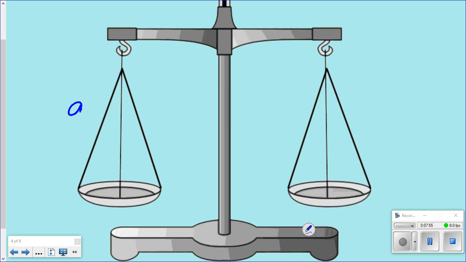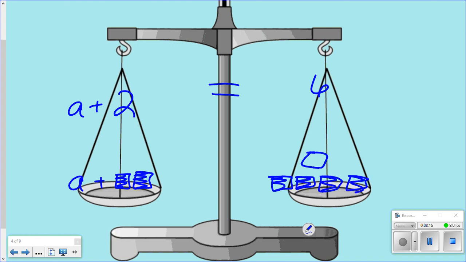So let's do A plus 2. This is your equal sign, because that's the middle, equals, I don't know, 6. Okay? So A, and then I'm going to have 2 blocks. Over here, I'm going to have 6. 4, 5, 6. Okay? So this is how my balance looks.